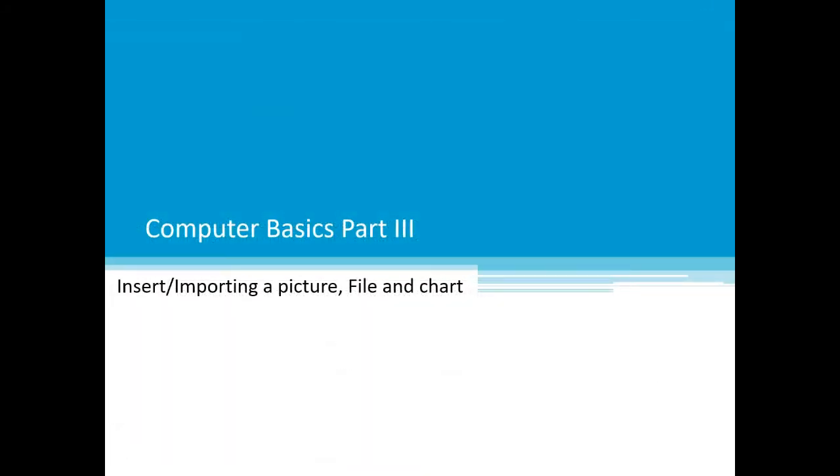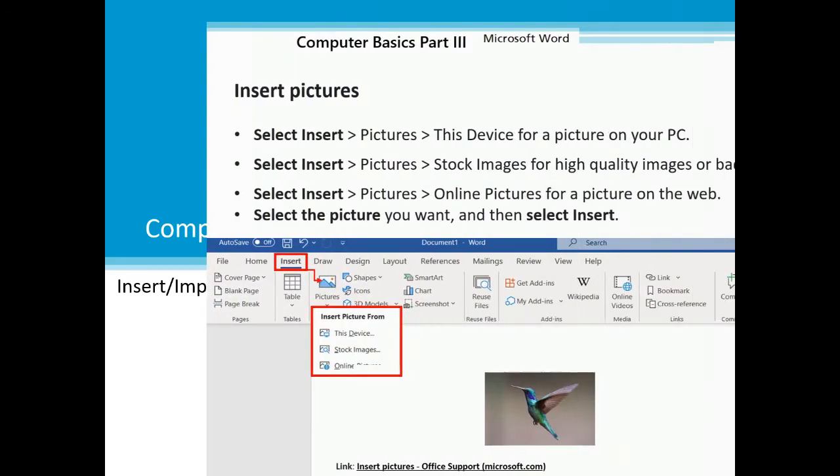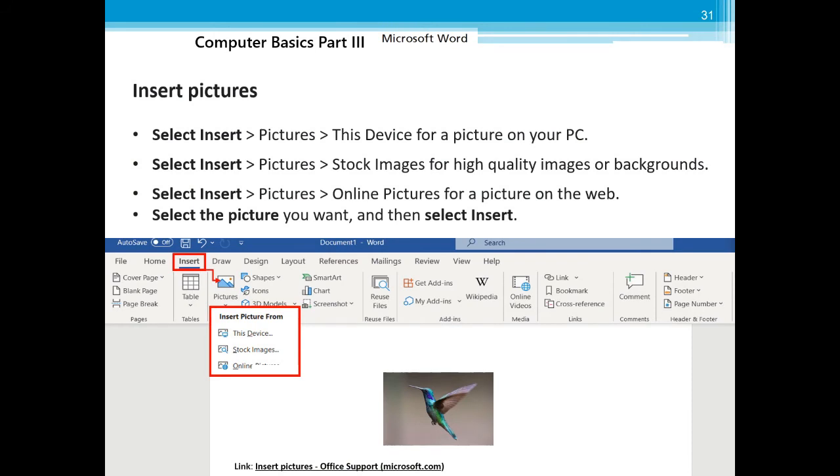Insert and importing a picture, a file, or a chart. So when you're inserting a picture, you would click Insert on the ribbon. You would go to Picture, select picture, and then there's a drop-down menu. Now it'll ask you where you want to select it from. It could be on the device, which is your computer, or a flash drive, a temporary drive that you insert into the side of the computer, or you may have stock images, or you can go online and select an image and insert that image into your document.